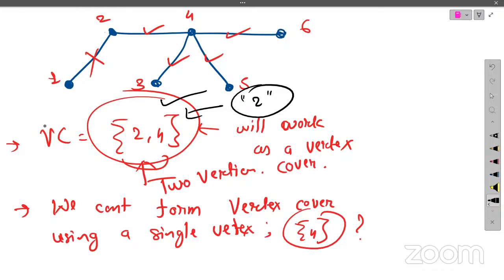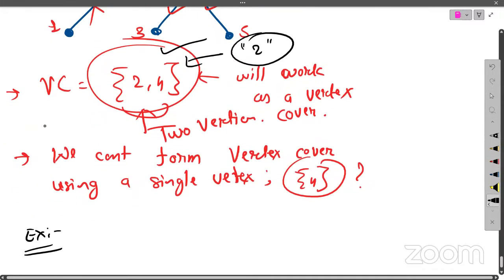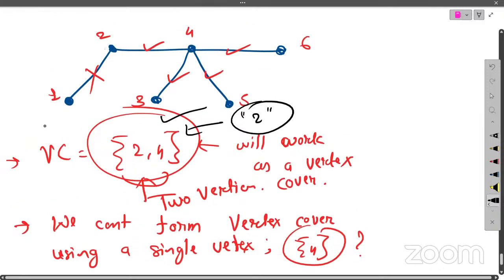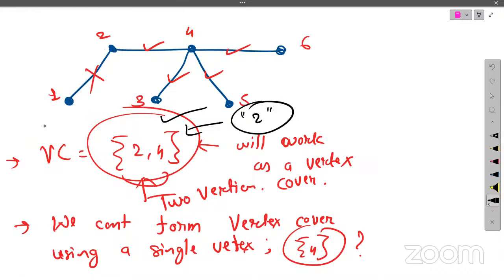You just have to cover all the edges. Ma'am, but we can't use 2, 4, 6 as a vertex cover, right? Yeah, obviously. That will be a vertex cover, but that won't be a minimum vertex cover. Minimum means we just want a minimum number of vertices. If you use 2, 4, and 6, then you are covering this edge, this edge, this edge, and all the edges. So yes, this will be a vertex cover, but again, not a minimum one. Okay, minimum.